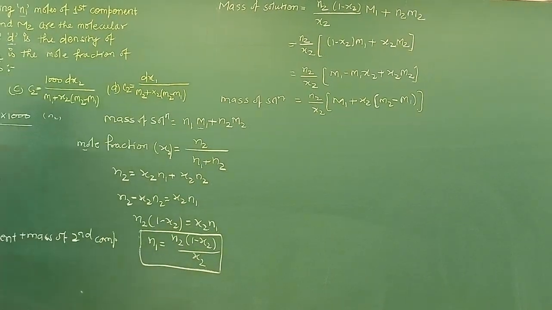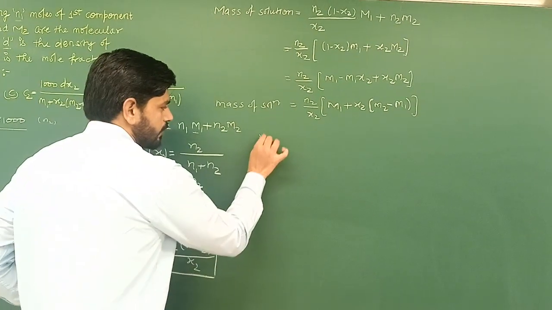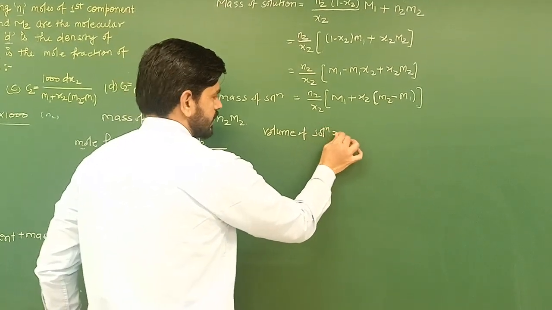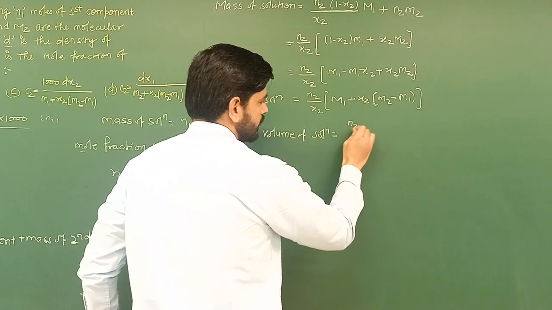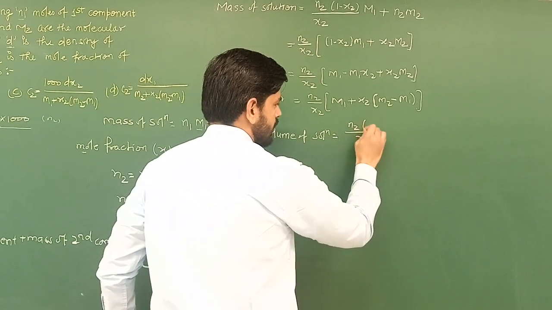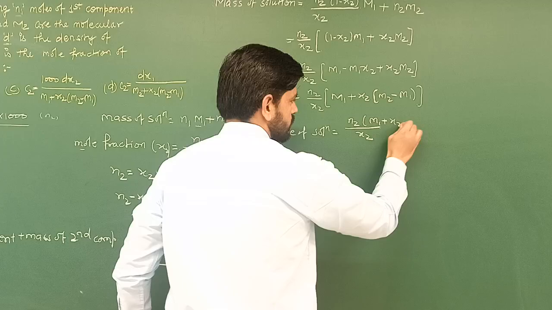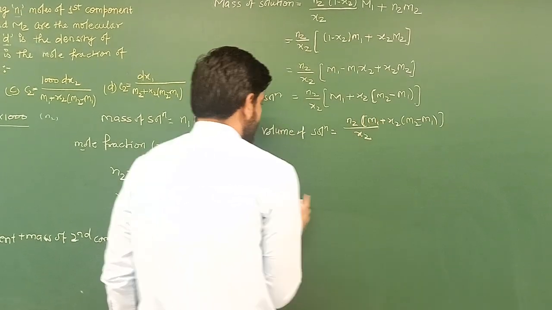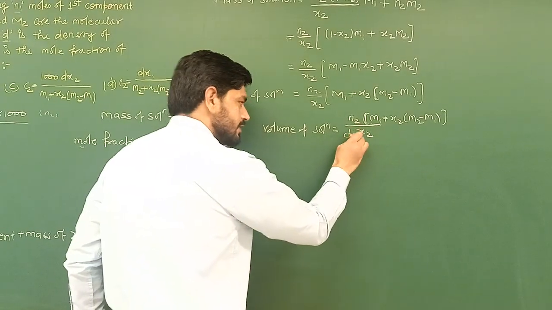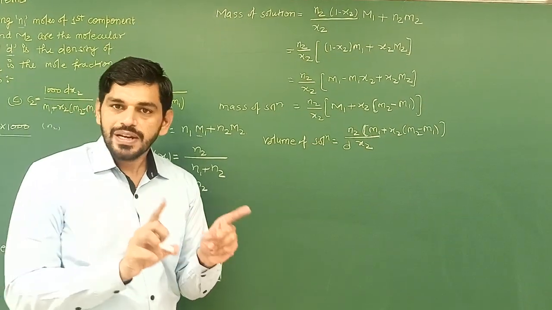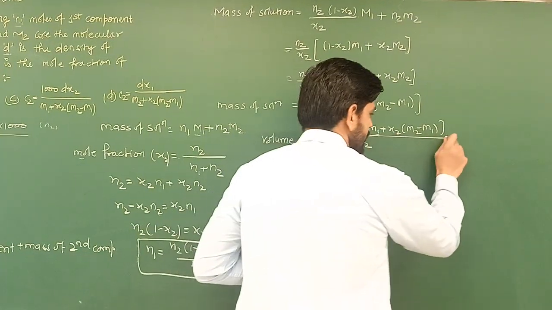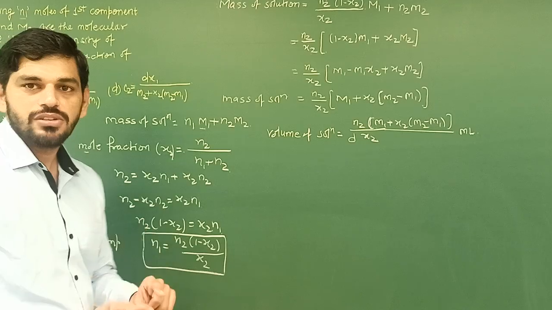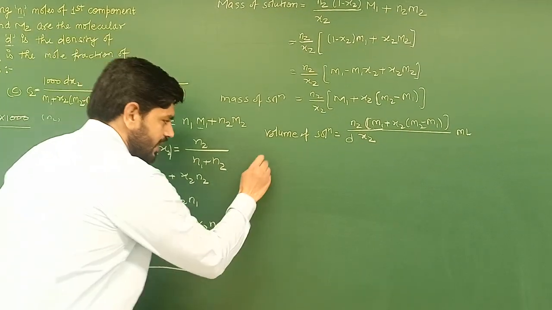Now our task is to find out the volume. Therefore, volume of solution is equal to mass of solution, that is N2 divided by X2, M1 plus X2 into M2 minus M1, divided by density, and this is D. And D has the unit of gram per ml. Therefore what is the unit of this? The unit is ml. So now we know the number of moles, we know the volume of the solution, now we can find out the molarity.